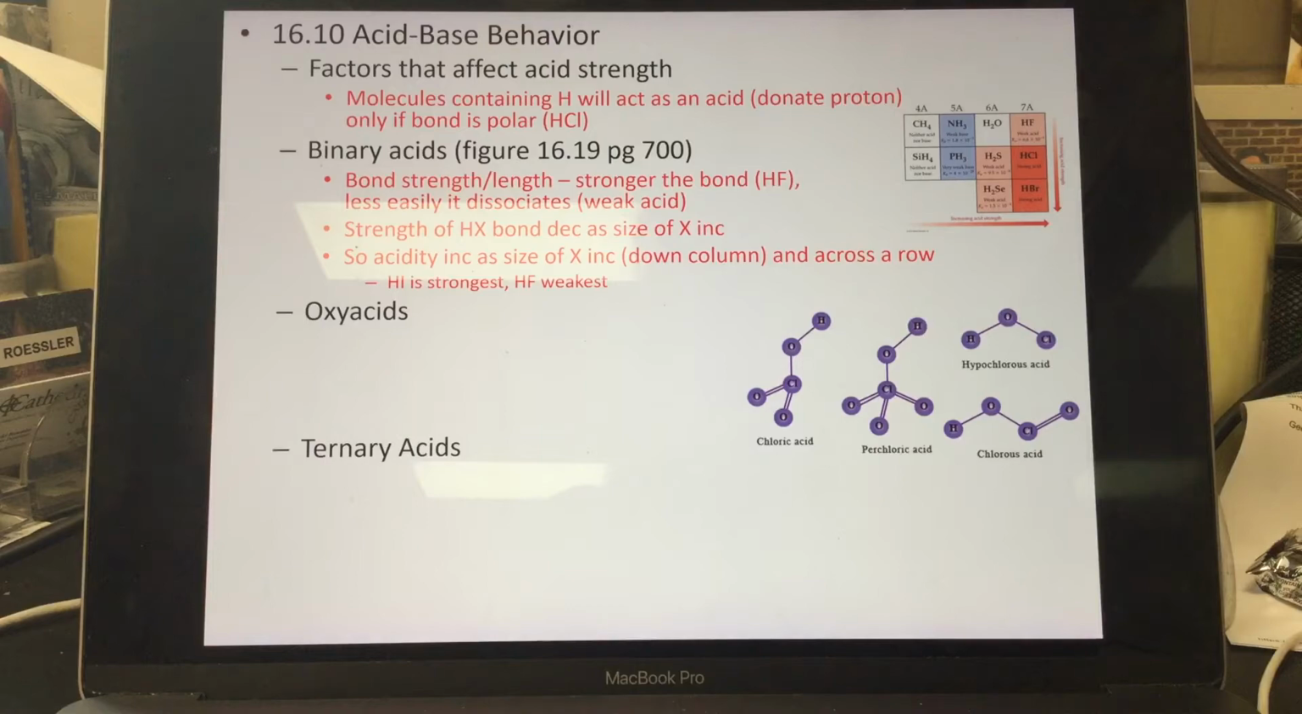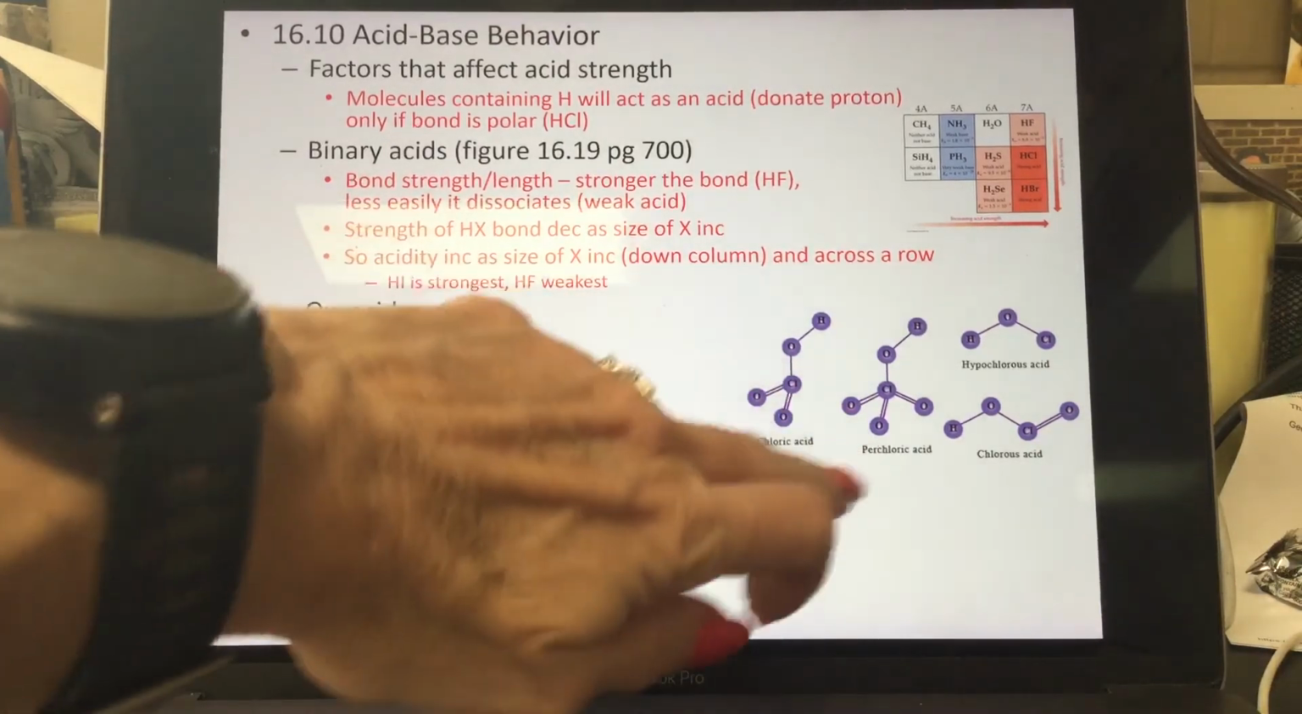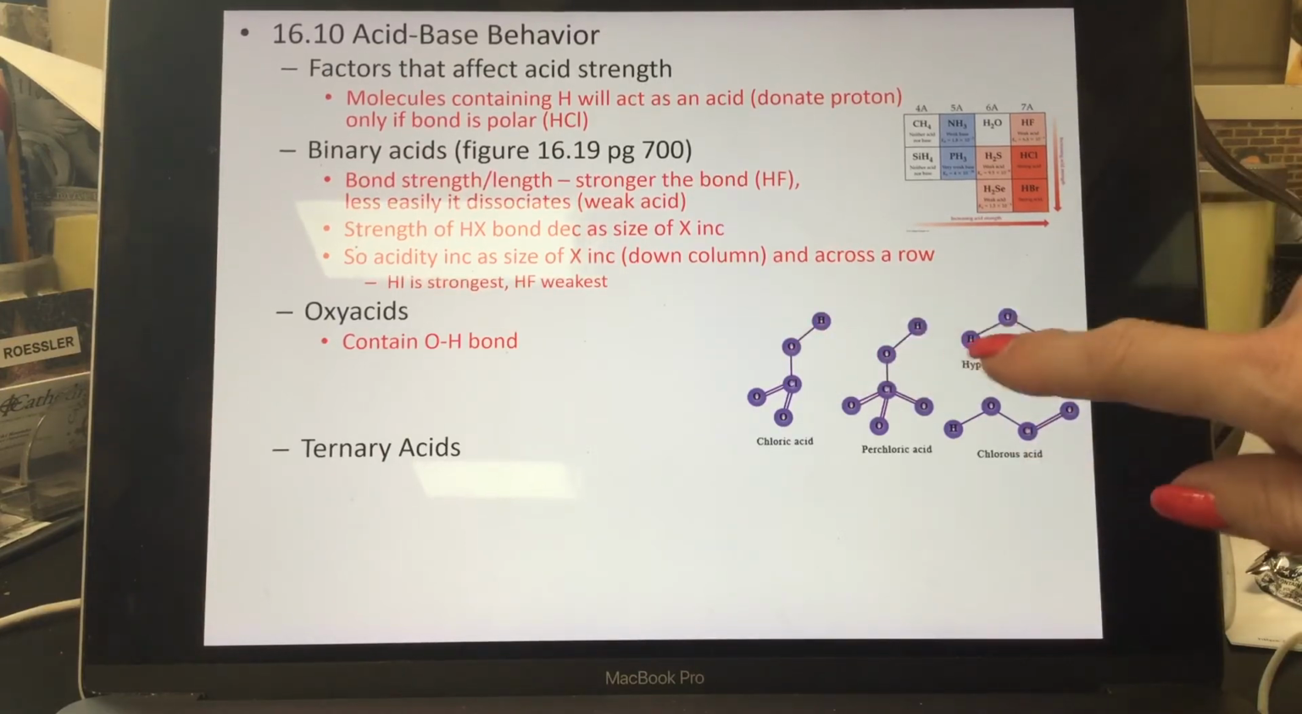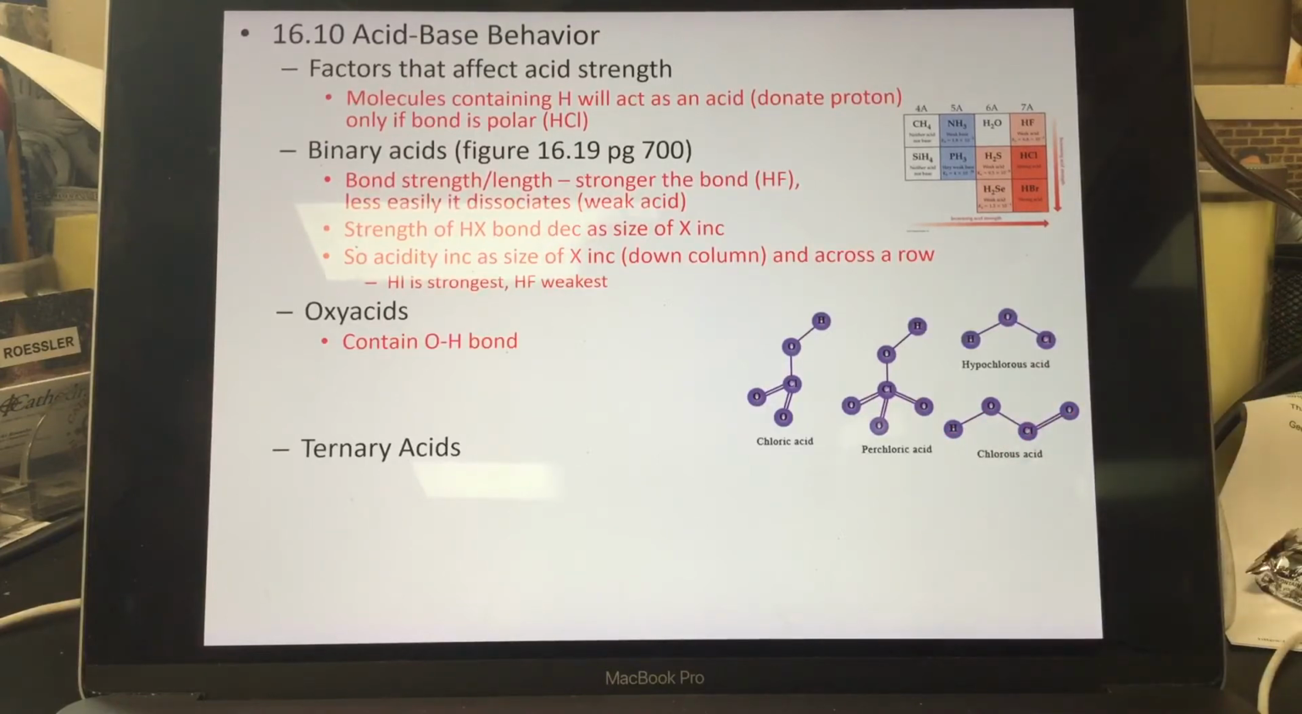Now the oxyacids, like what you see here, the different groups of chlorate ion, those contain an OH bond. As you can see from all of these, here's the OH bond on all of those different oxyacids. And as the electronegativity of the nonmetal, in this case the chlorine, increases, acidity increases.